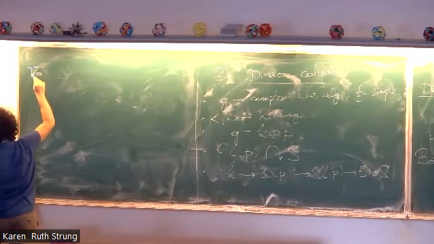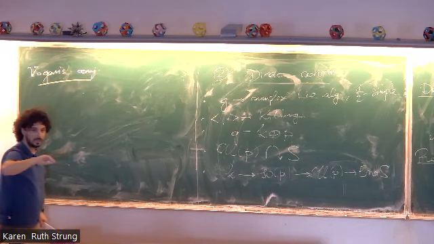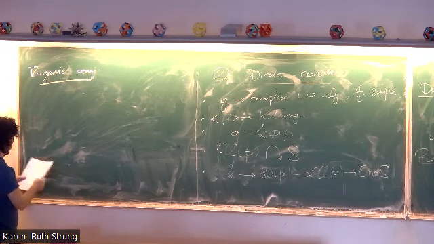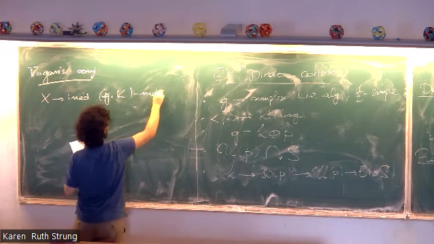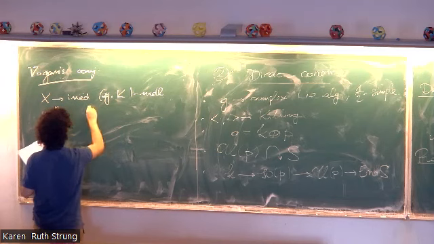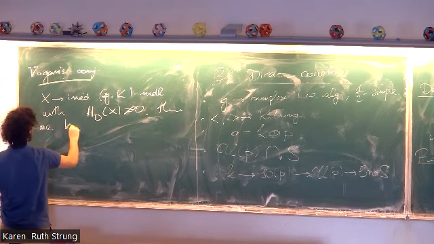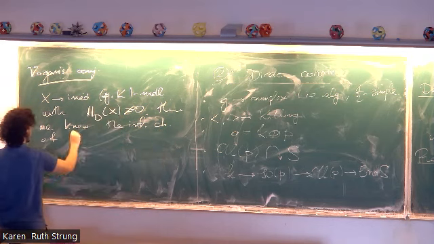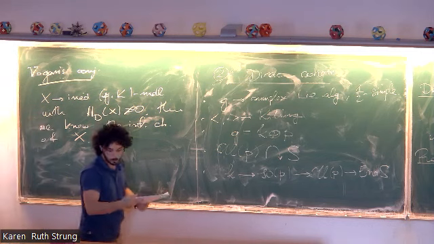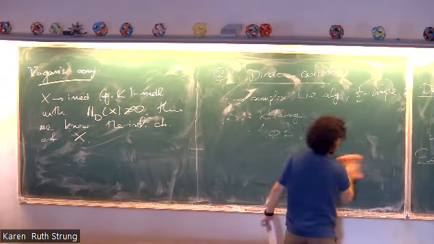Namely, we have a Vogan's conjecture, which was proved by Huang and Pandžić in 2002, which says that if X is an irreducible GK module with non-zero Dirac cohomology, then we know the infinitesimal character of X. So it's a sort of Casselman-Osborne theorem for Dirac cohomology instead of Lie algebra cohomology.